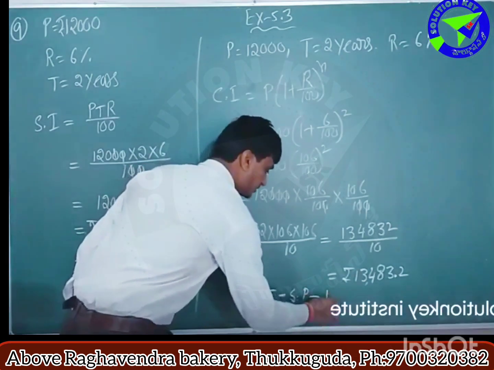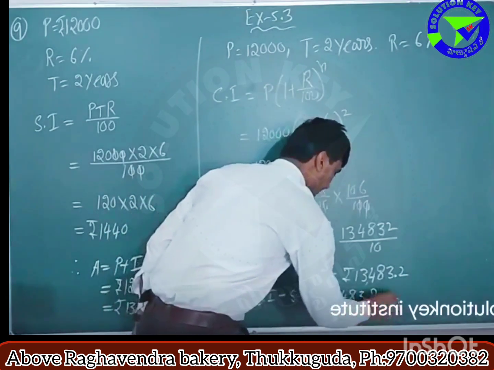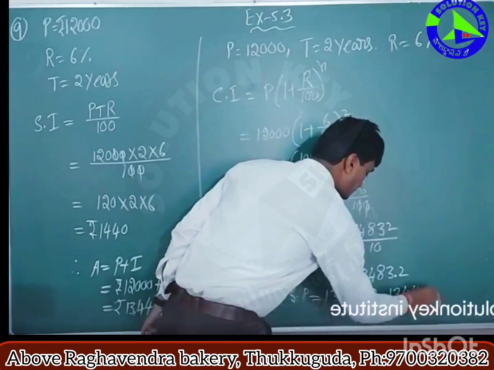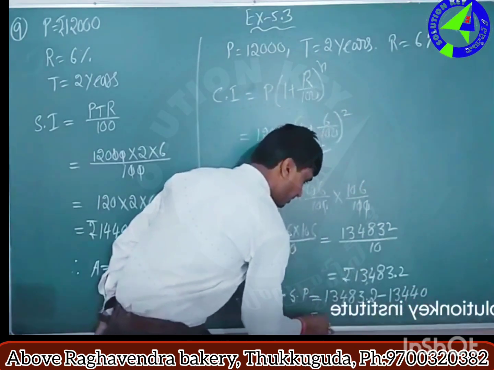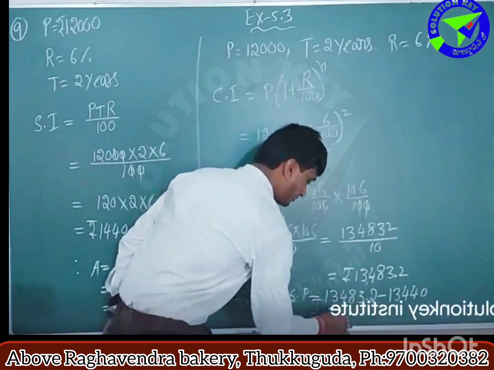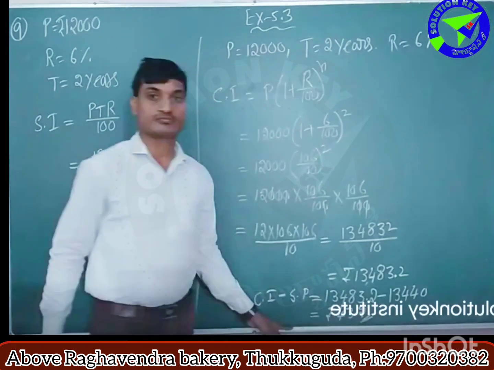We get 13,483.2 minus 13,440. How much now? 83 rupees. 83 and 43 rupees. Are you clear?